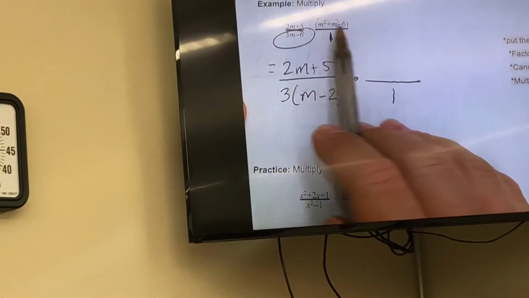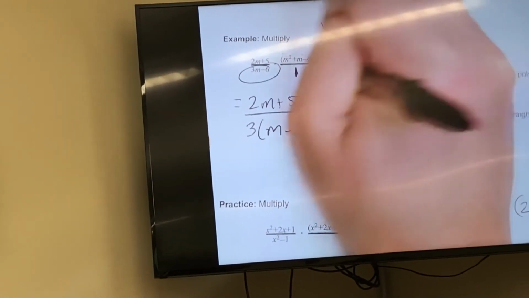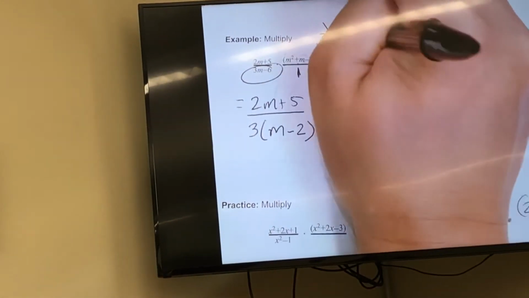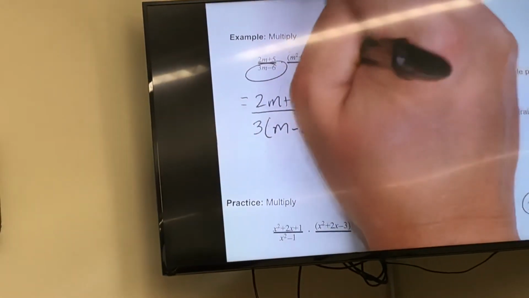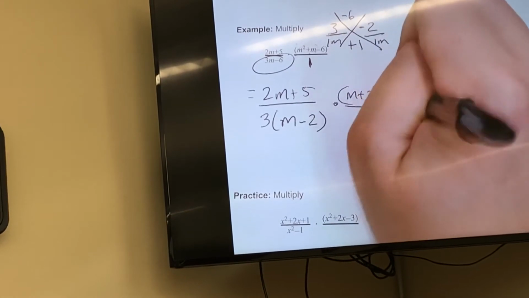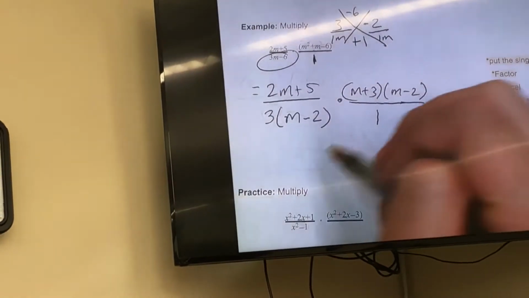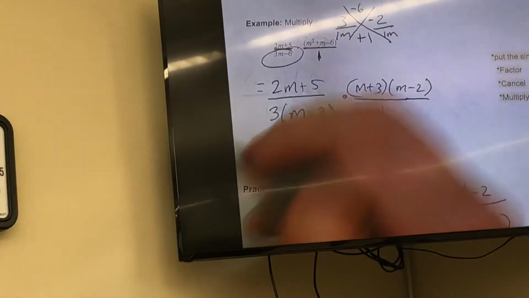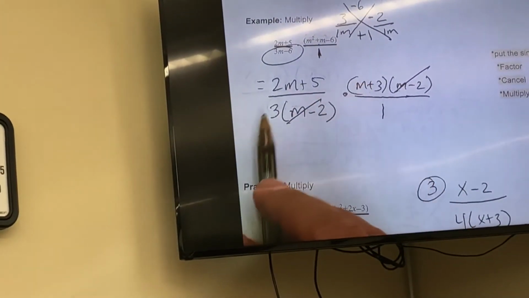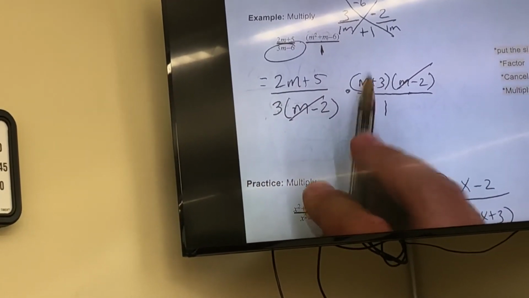Up top, again, we have a trinomial. So big X, 1 times negative 6 with a plus 1 on the bottom. That's going to be 3 and 2, with the 2 being negative. Divide by 1m, divide by 1m. So m plus 3, m minus 2. Okay, now we can go ahead and cancel. So I see our m minus 2's. Be careful, these do not cancel. They look similar, but this is just a 3, and this is an m plus 3. So you are done. Put it together.